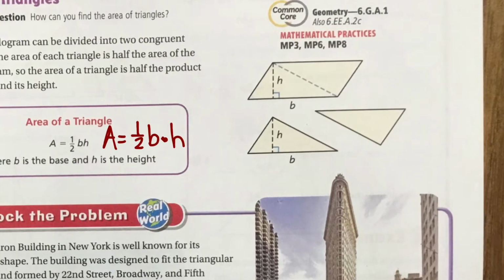All right, and if I look over here, it's because if I take a parallelogram and I cut it in half, then that gives me 2 triangles, so I have to cut my formula in half.